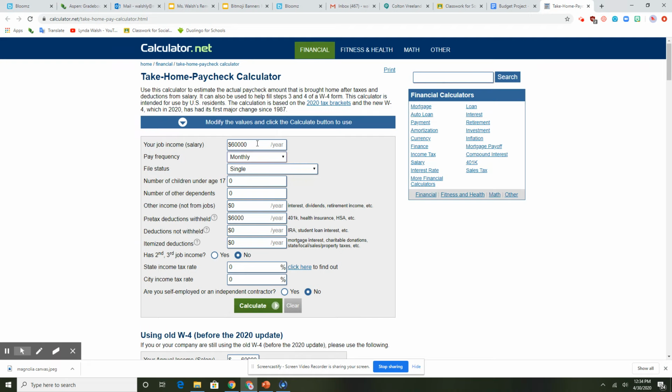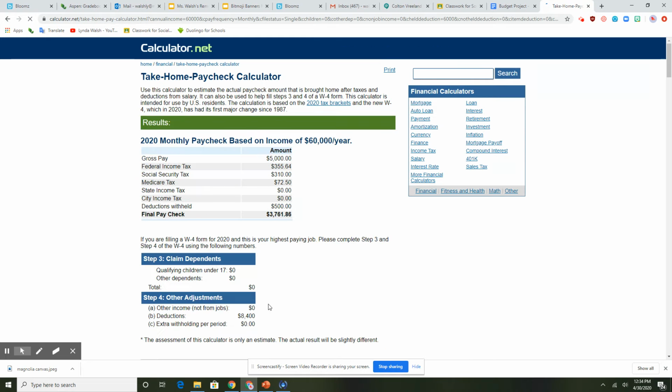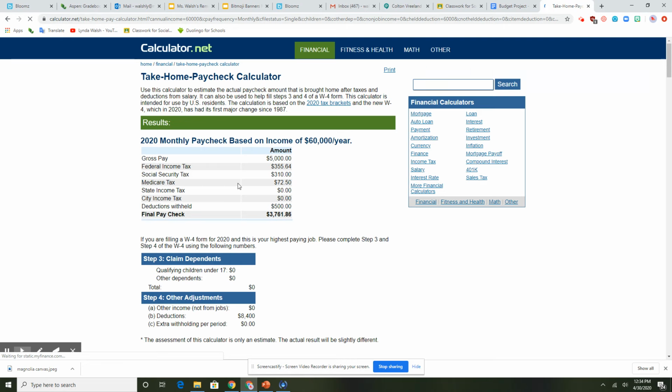So I'm going to assume I'm making $60,000 a year, but right here, you would put in your yearly income, and that's going to be different for every one of you. Once you get that, don't forget monthly and single, you're going to press calculate. Once you calculate, it's going to give you the answers for your budget sheet. Here you go, is your answers.